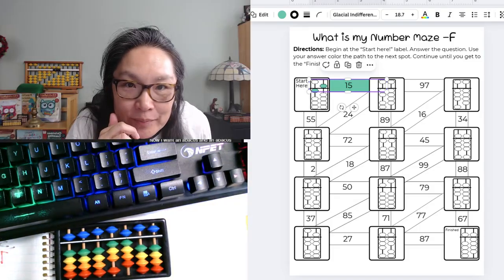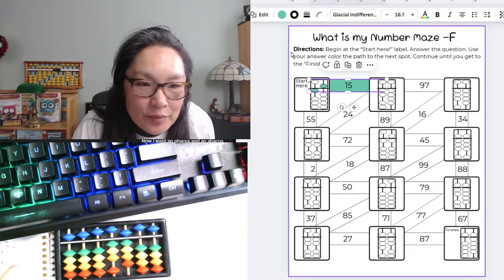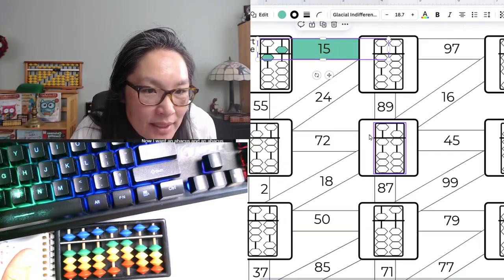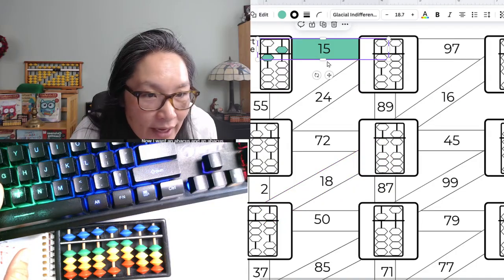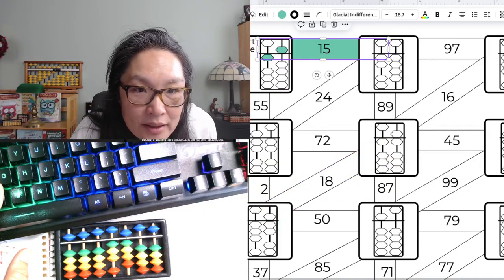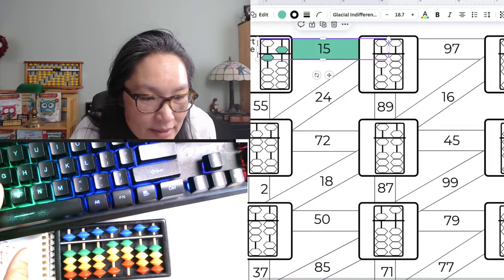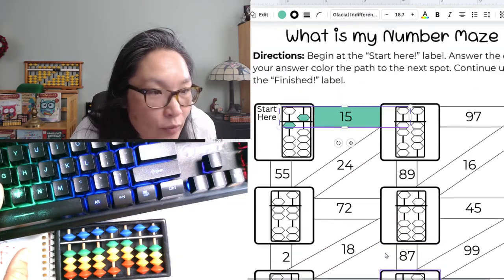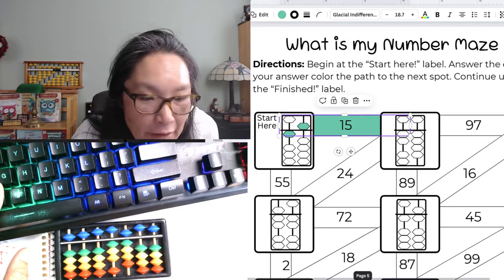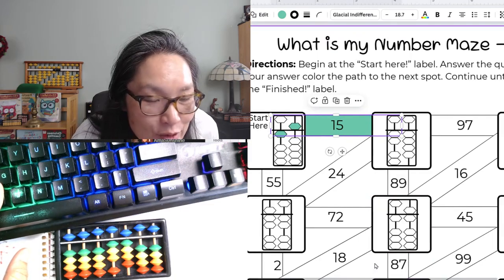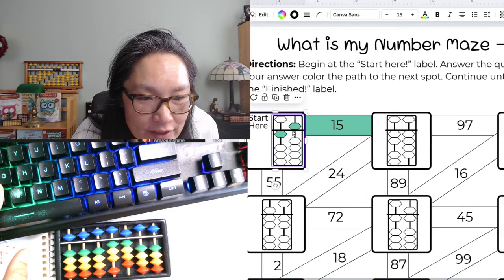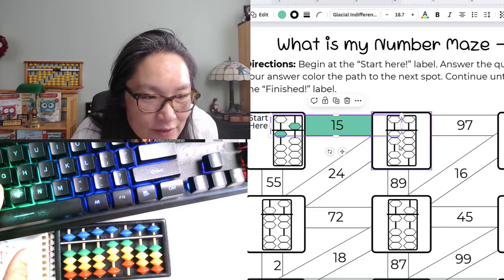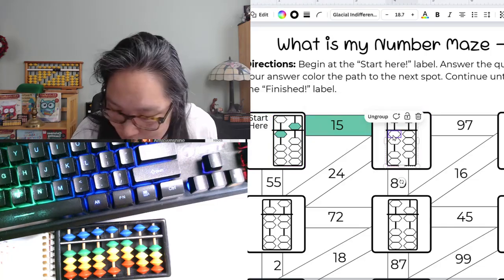So let's do a maze. Here's my maze. This is part of the book. I don't know if you knew this, Alma. So this is my maze. We're on maze F, but I do have others. I'll show you what I have. So the idea is we start with 15, so I follow the path. This is 15. What number is this?